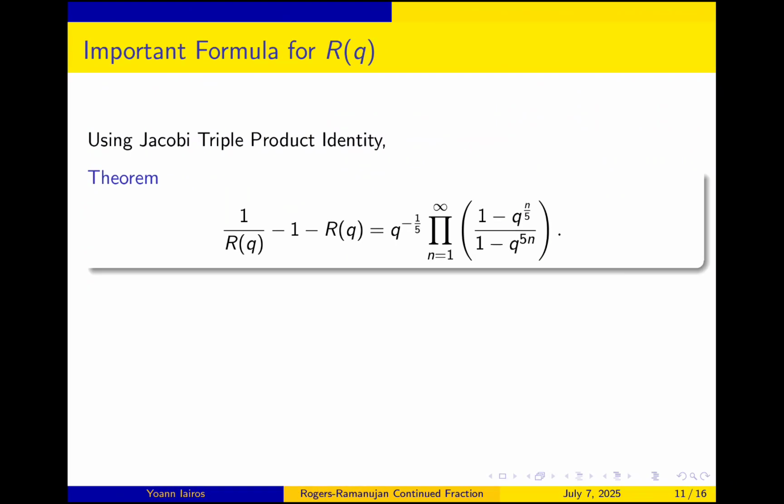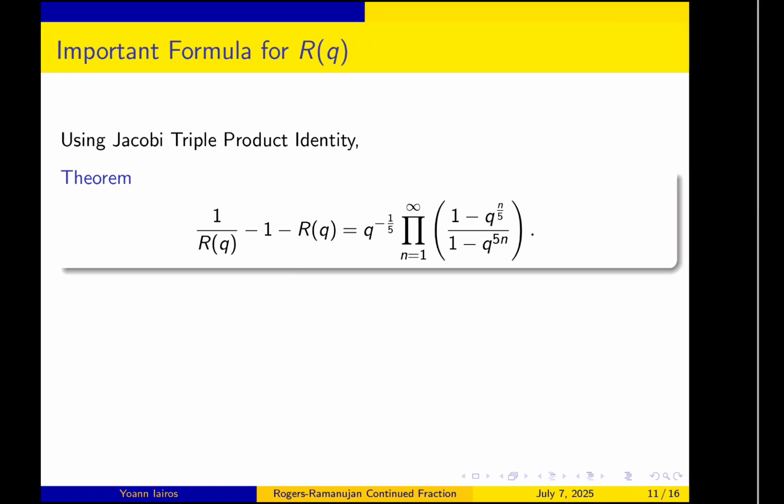And one of the most important formulas for R of q, which is the Rogers-Ramanujan continued fraction, is the one shown on the screen. And you can prove this using the Jacobi triple product identity. By the way, if we had not included that q to the 1/5 in the definition of R of q, the left side here would not be quite as symmetrical in the corresponding formula.